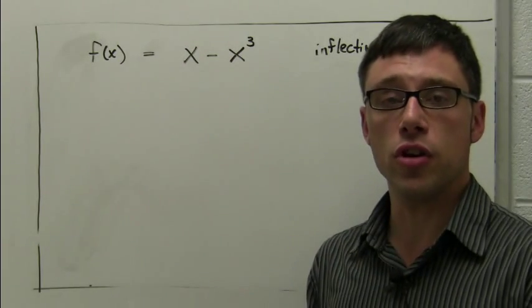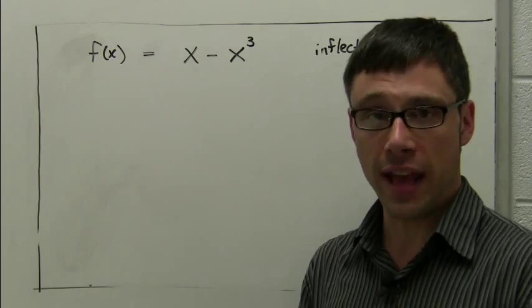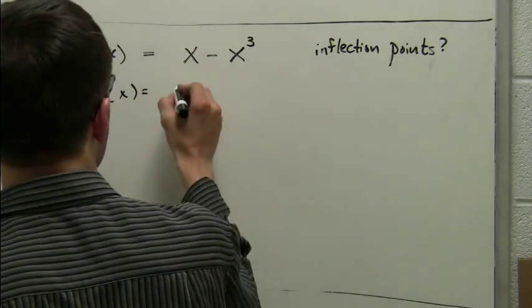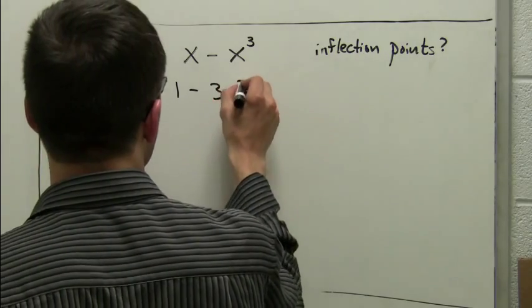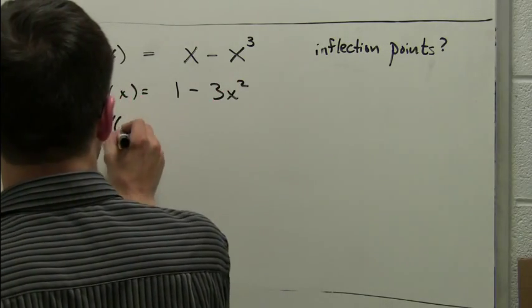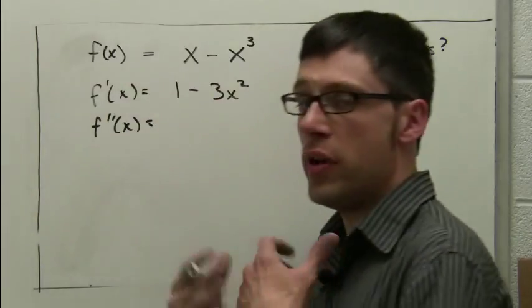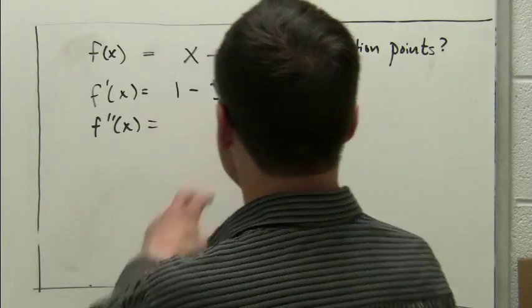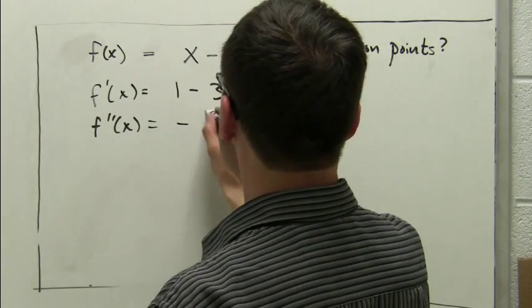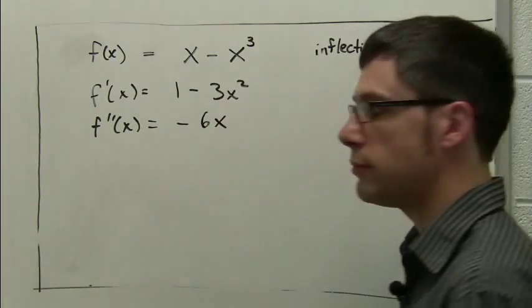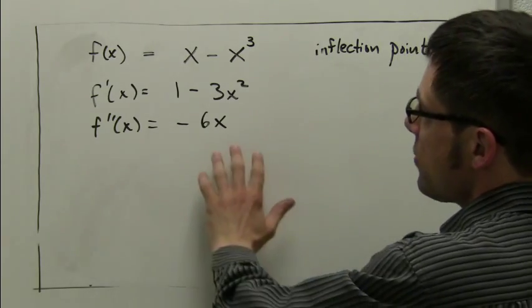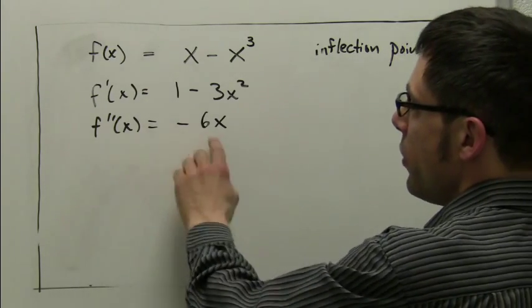Now let's analyze the concavity of this function using the second derivative test. We saw already that the first derivative of this function is 1 minus 3x squared. Therefore, the second derivative, which is, of course, the derivative of the derivative, is minus 6x. And to find inflection points, I need to find where the second derivative is equal to 0.